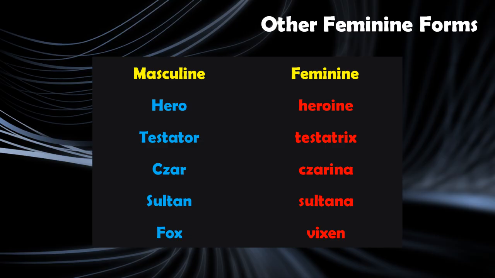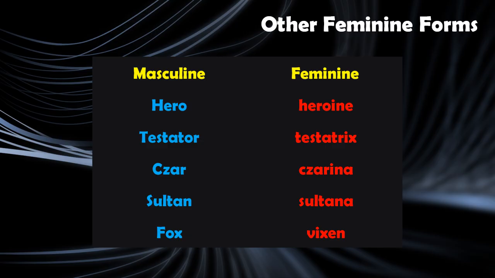From Sultan, a Muslim ruler, we get Sultana. Here the feminine is formed by simply adding a common gender marker in many languages. And finally, a classic example of an entirely different word. From fox, the masculine, we get vixen for the feminine. This is a unique pair.